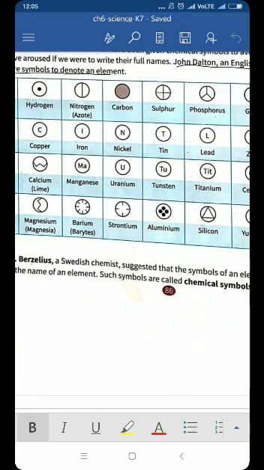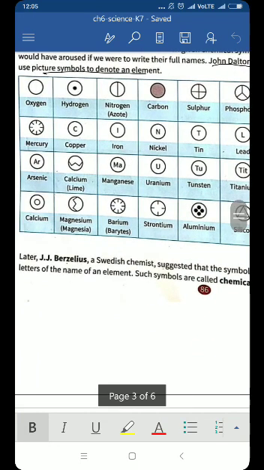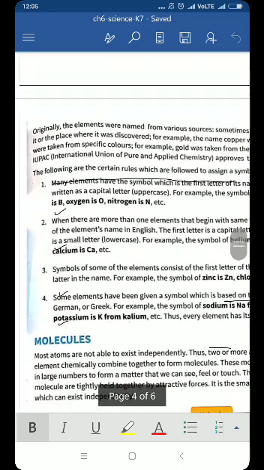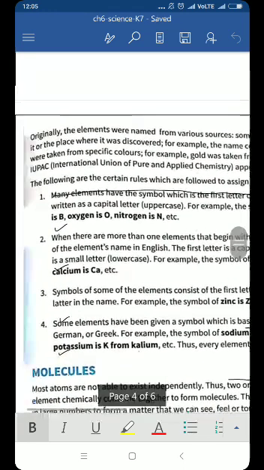Based on the above discussion, chemical symbols were introduced by the Swedish chemist J.J. Berzelius for naming of the elements. Our next topic is naming of the elements, which was approved by IUPAC. IUPAC stands for International Union of Pure and Applied Chemistry. There are certain rules which are to be followed to assign symbols.